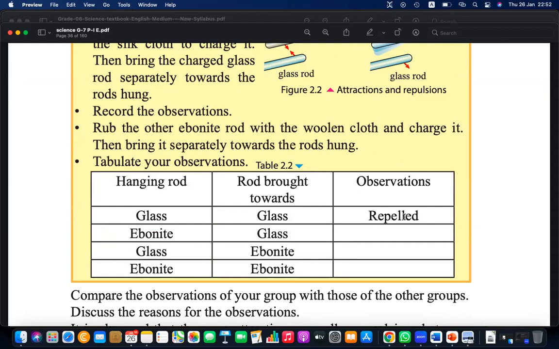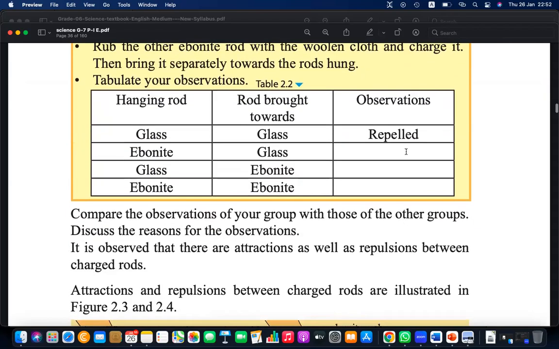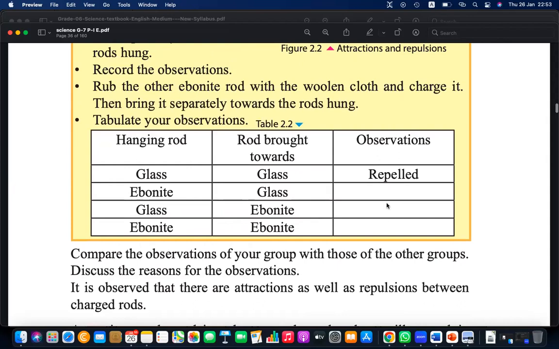Repelled means it is pushed away, right? Repel or repulsion. You can see the repulsion. And the ebonite and glass, you can see it will attract. Try it and see. Even if you take plastic instead of ebonite, but plastic sometimes will not give the same result.